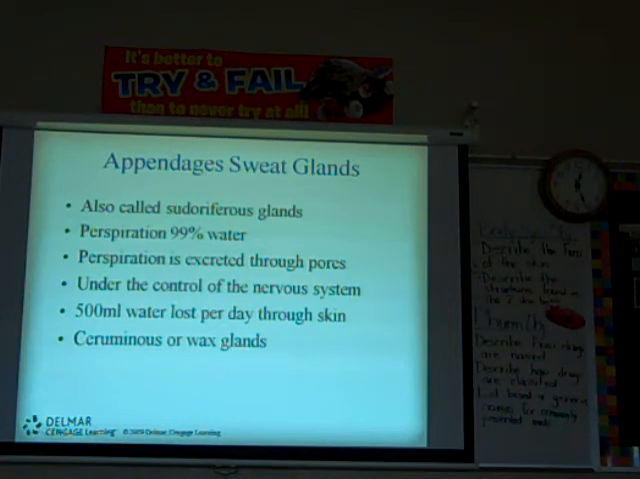We have them under our arms, of course. A large number located there. Another place is our forehead. Right here and then our nose. These glands can be activated by heat, pain, fever, or nervousness.